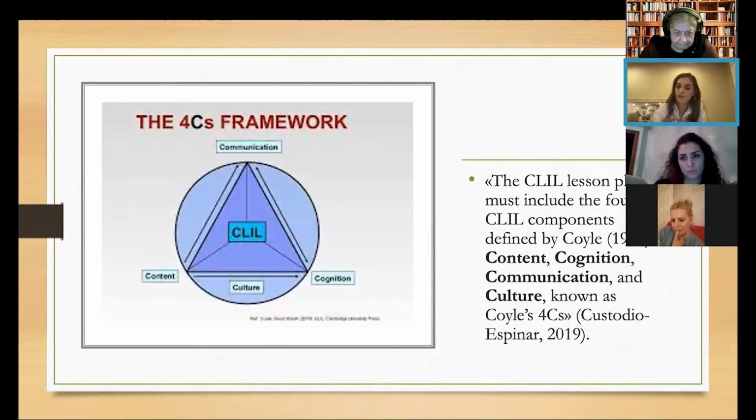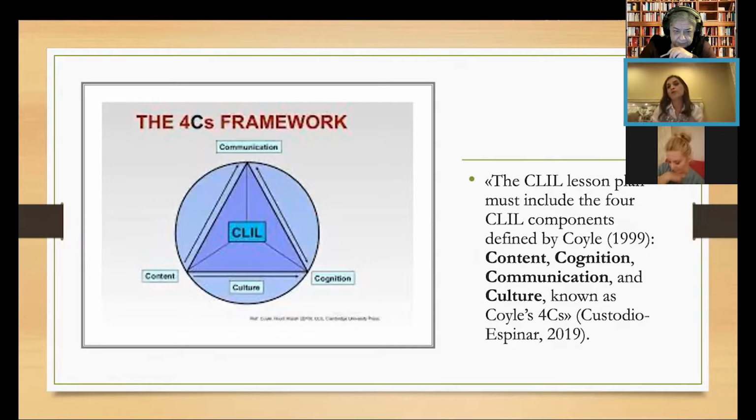Content refers to the subject matter to be taught in the CLIL classroom: the themes, the subject matter, the non-language content, or the cross-curricular contents. Cognition is engaging the learners through higher order thinking skills or knowledge processing. Communication is using the target language to mediate ideas and thoughts.